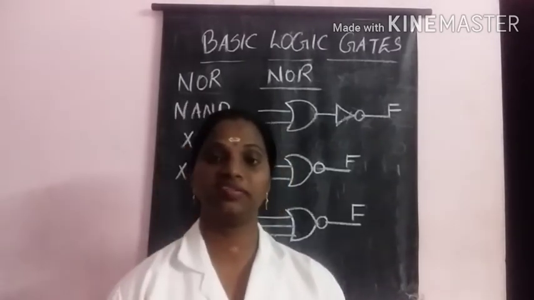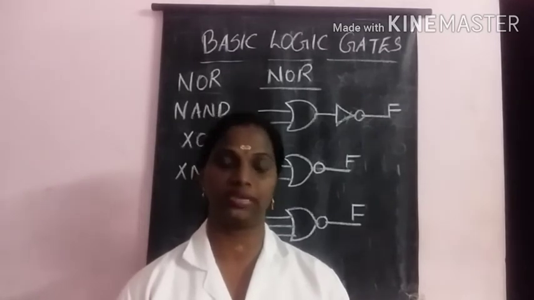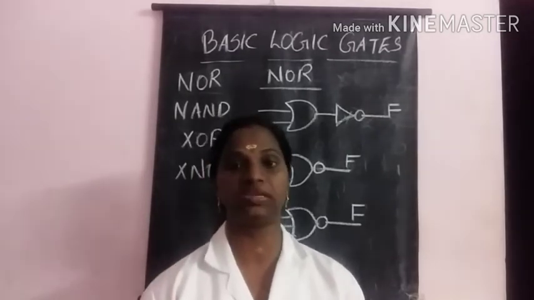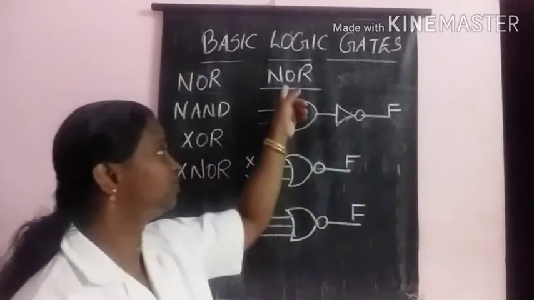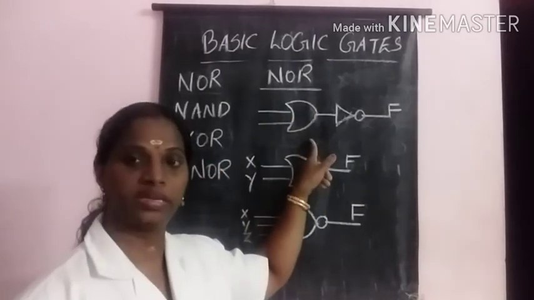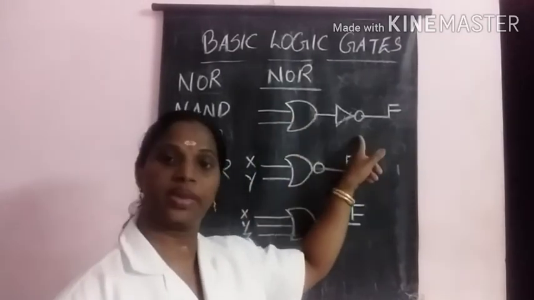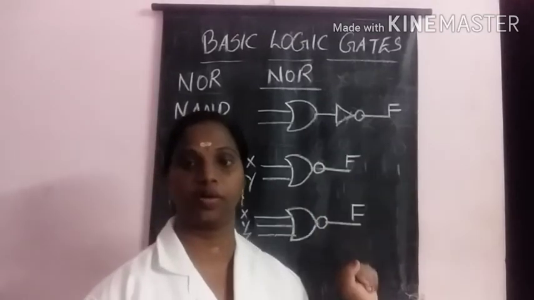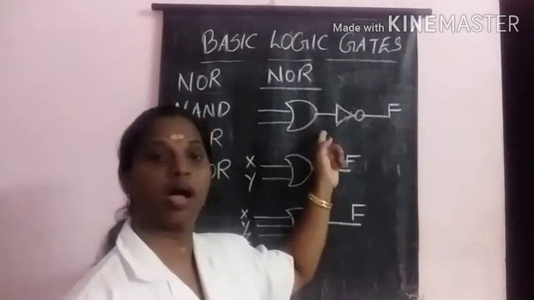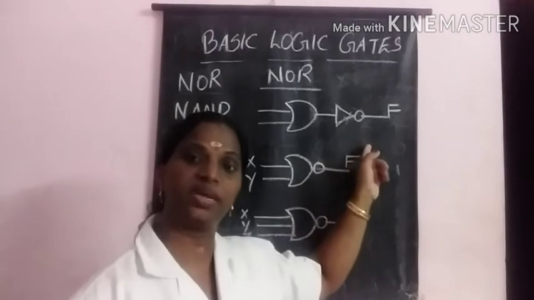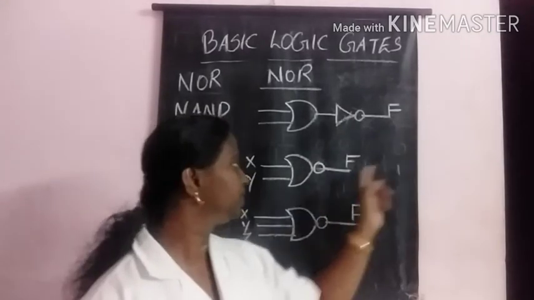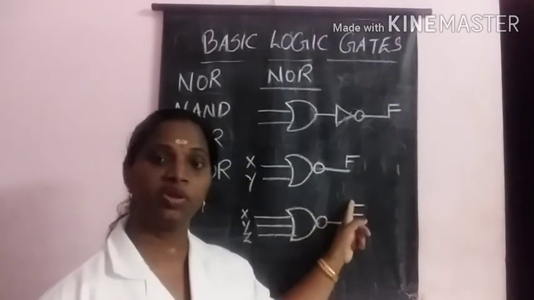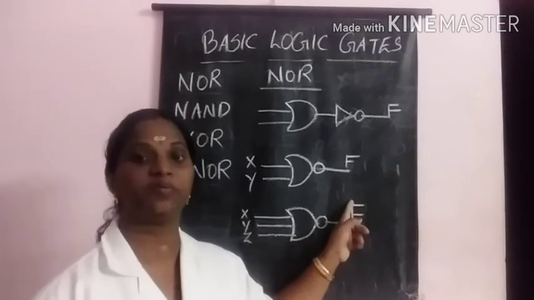See, NOR is just the opposite of the OR gate. So this is the OR gate. When the output of the OR gate is complemented, then we get the NOR gate. So this is the logical representation, or logic diagram, for the NOR gate.